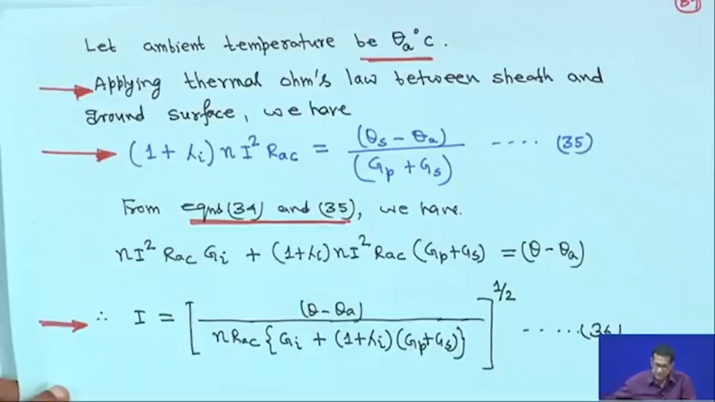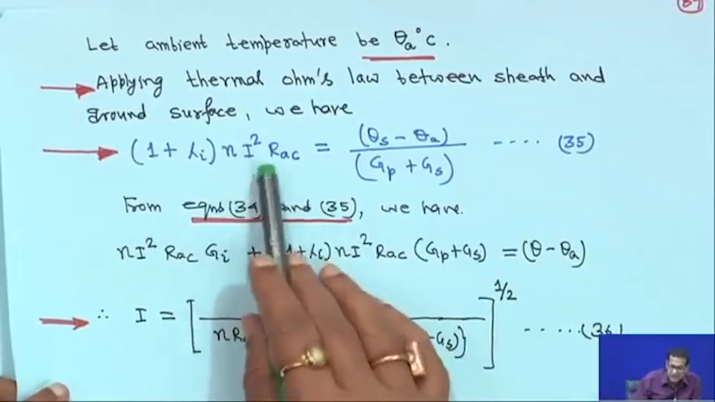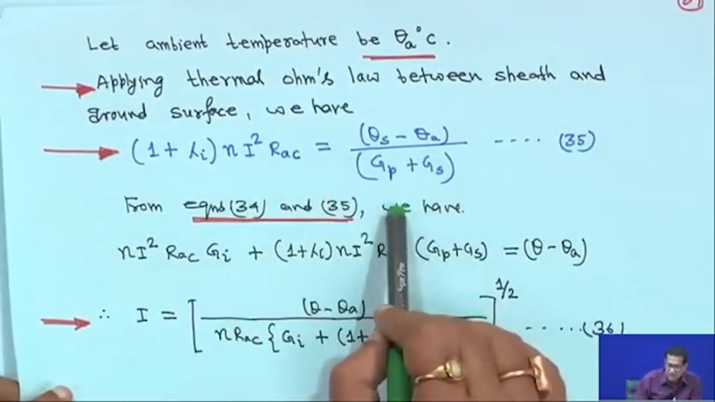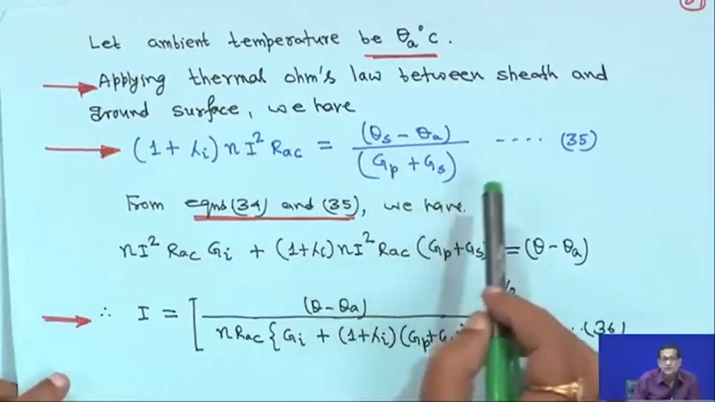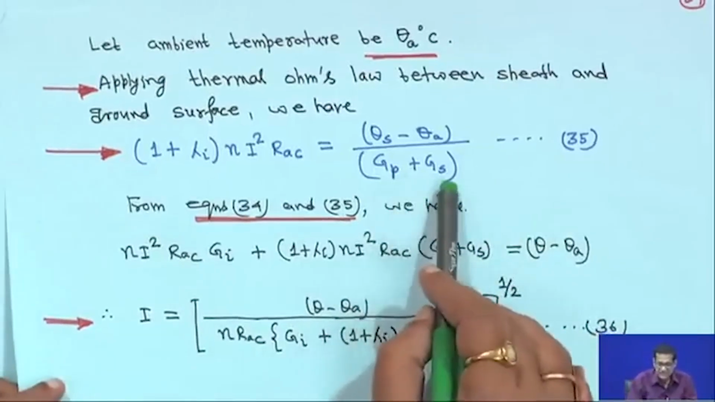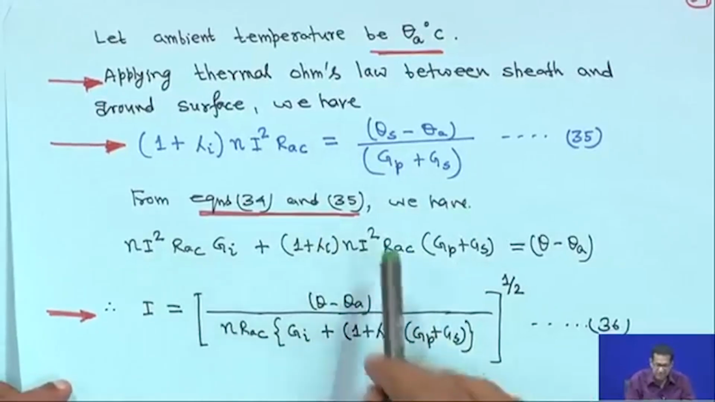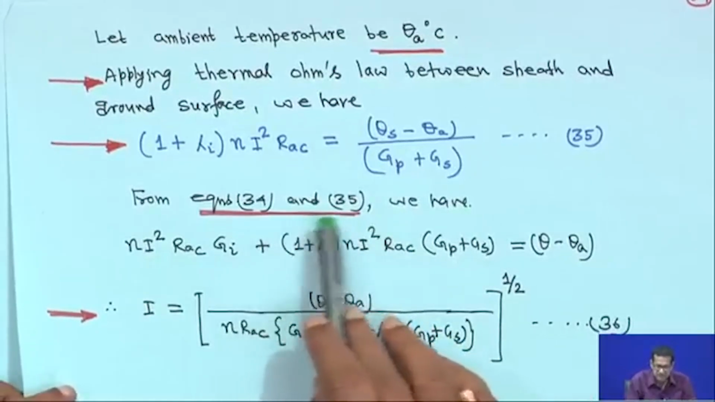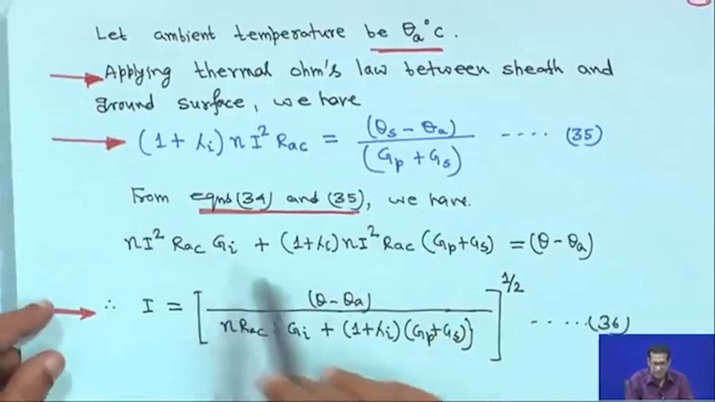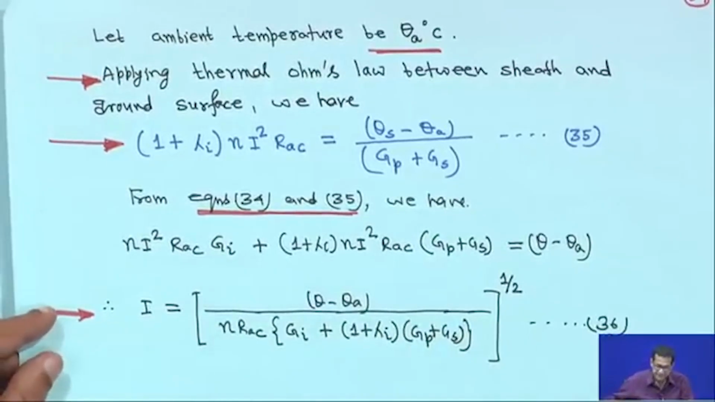So, this is actually, we are considering both the sheath and the protective covering, that is Gp plus Gs. So, this way you can write. Now, equations 34 and 35.